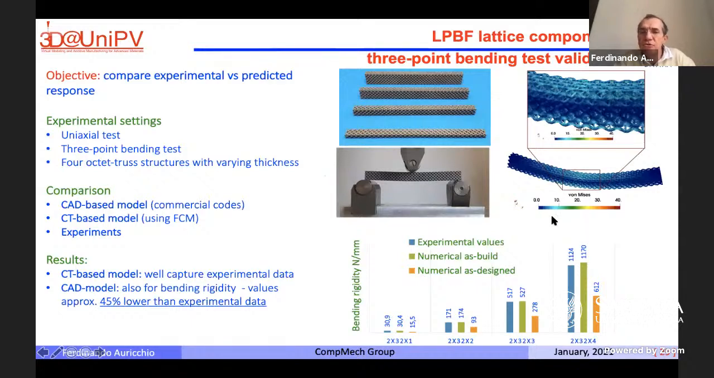And what is very interesting, for example, is this picture down here. This is for the 3-point bending test. You can see the predicted mechanical behavior from the perfect geometry is this result. The experimental is this one, the blue one, and the prediction with the immersed technology is this one.